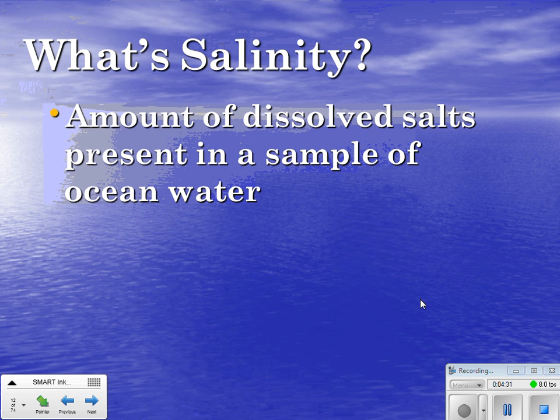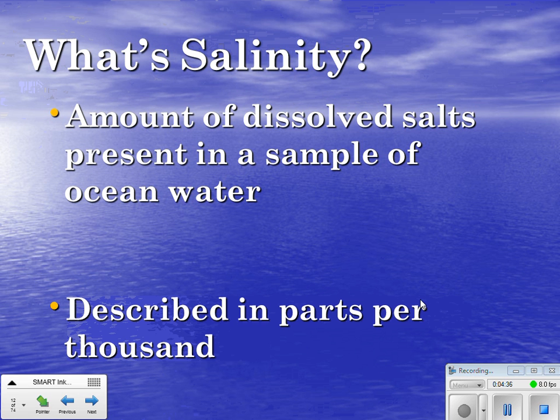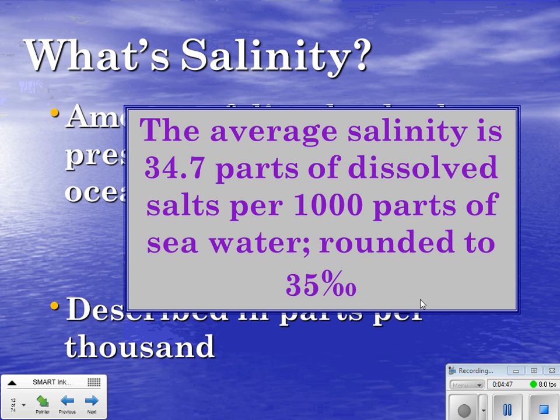Salinity is the amount of dissolved salts present in a sample of ocean water, which is described in parts per thousand. It looks very similar to a percent sign, but instead of having just 1 0 on the bottom, it has 2 zeros on the bottom. So the average salinity in the ocean is 34.7 parts of dissolved salts per 1,000 parts of seawater, which we round to 35 parts per thousand. This is that sign for parts per thousand that I was saying. Kind of looks like a percent sign, but has the extra 0 on the bottom.